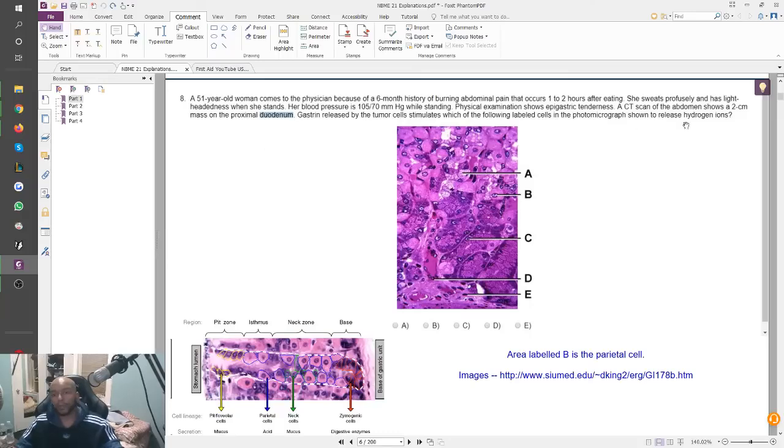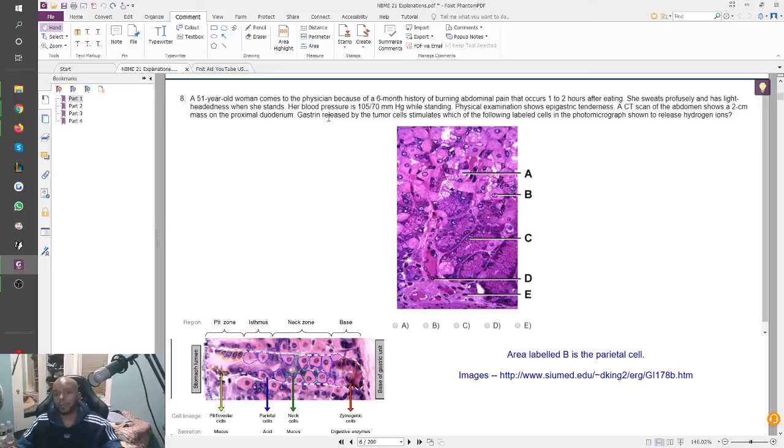So again, now that you've read the question, you know that the entire scenario they gave you was just fluff. You didn't really need it. This is just asking you what cell does gastrin work on. Now, of course, they gave you a really unorthodox image, one that you might not be very well used to, but you know that gastrin affects parietal cells.